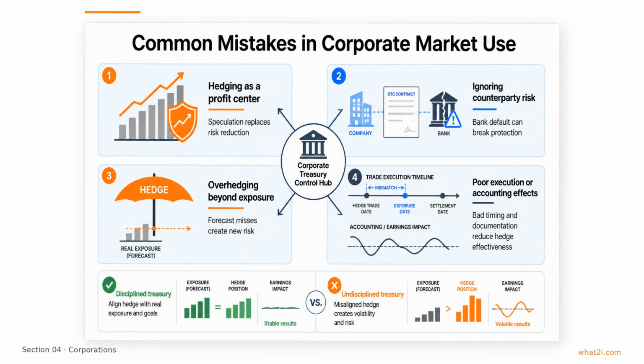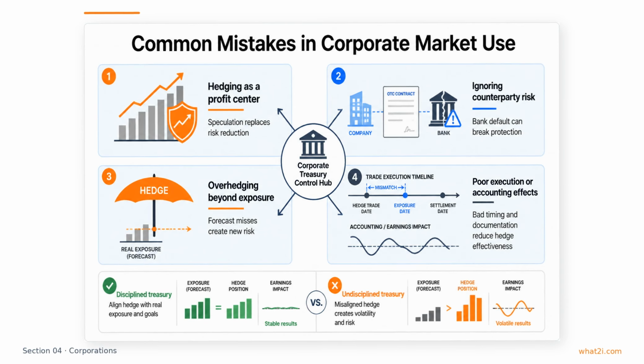Corporate market use often goes wrong when discipline fades. One mistake is treating hedging as a profit center and gradually drifting into speculation. Another is ignoring counterparty risk, as though a hedge is guaranteed to work even if the bank or trading partner fails. Over-hedging is also dangerous because a forecast may not materialize, leaving the company exposed in the wrong direction. Execution errors and accounting problems can create damage too, even when the underlying hedge idea was sensible. Effective treasury work is usually quiet, controlled, and tightly linked to real exposures. That is a useful contrast as we turn to retail traders, who participate with personal capital and very different constraints.